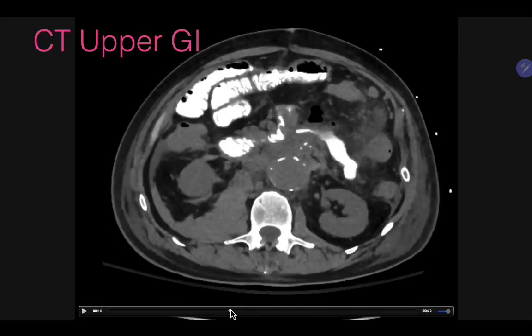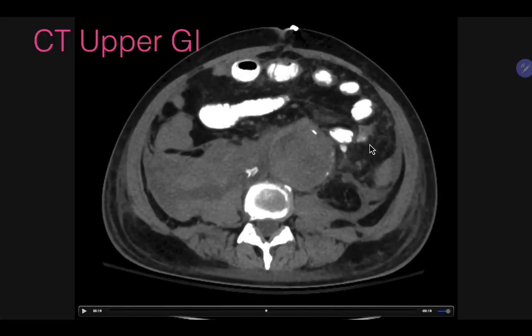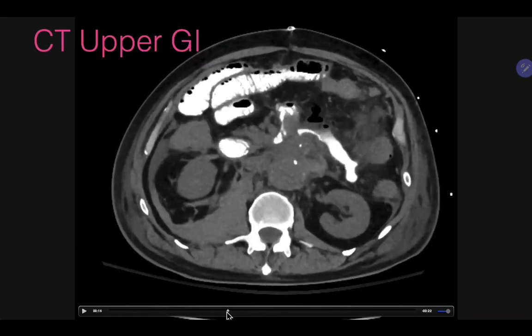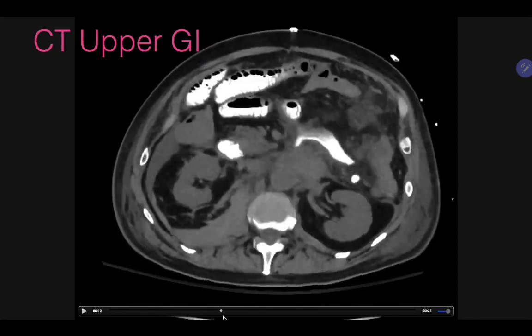And we can also get a sense of the degree of postoperative periaortic and retroperitoneal hematoma, giving us more information about the remainder of the patient's examination in addition to visualizing the leak.